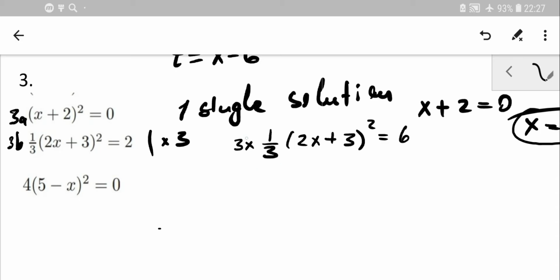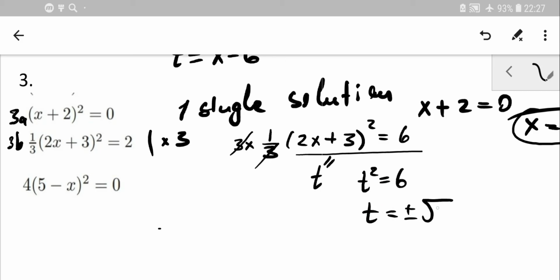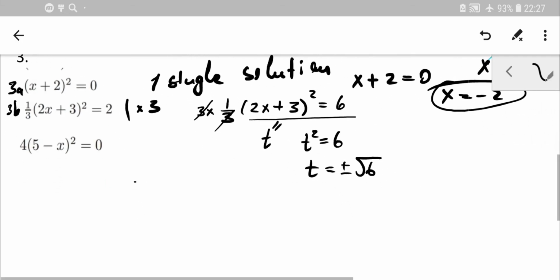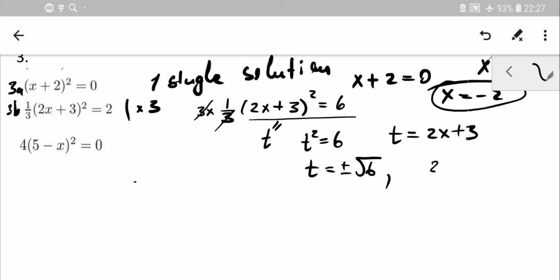So we just cancel here, and now we have a standard equation, almost standard. So we again put a change: t is 2x plus 3, so t squared is 6, from where t is plus or minus square root of 6. There is no way to partially evaluate the square root, so we stay with it. From here we go back to t, because t was 2x plus 3. We plug that in instead of t, and we have 2x plus 3 equals square root of 6, that's the first solution, and 2x plus 3 equals negative square root of 6.